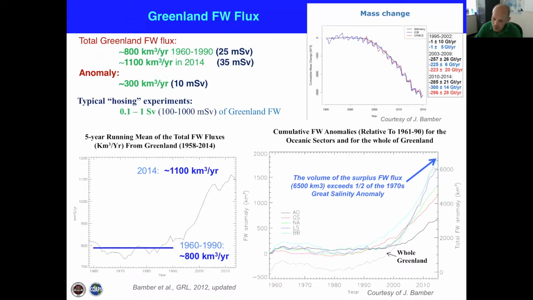What we don't know is the accumulation rate of this fresh water, how long it stays in the subpolar North Atlantic. Or does it stay there, or is it flushed away to the tropical regions? So these are the kinds of questions we're trying to answer.